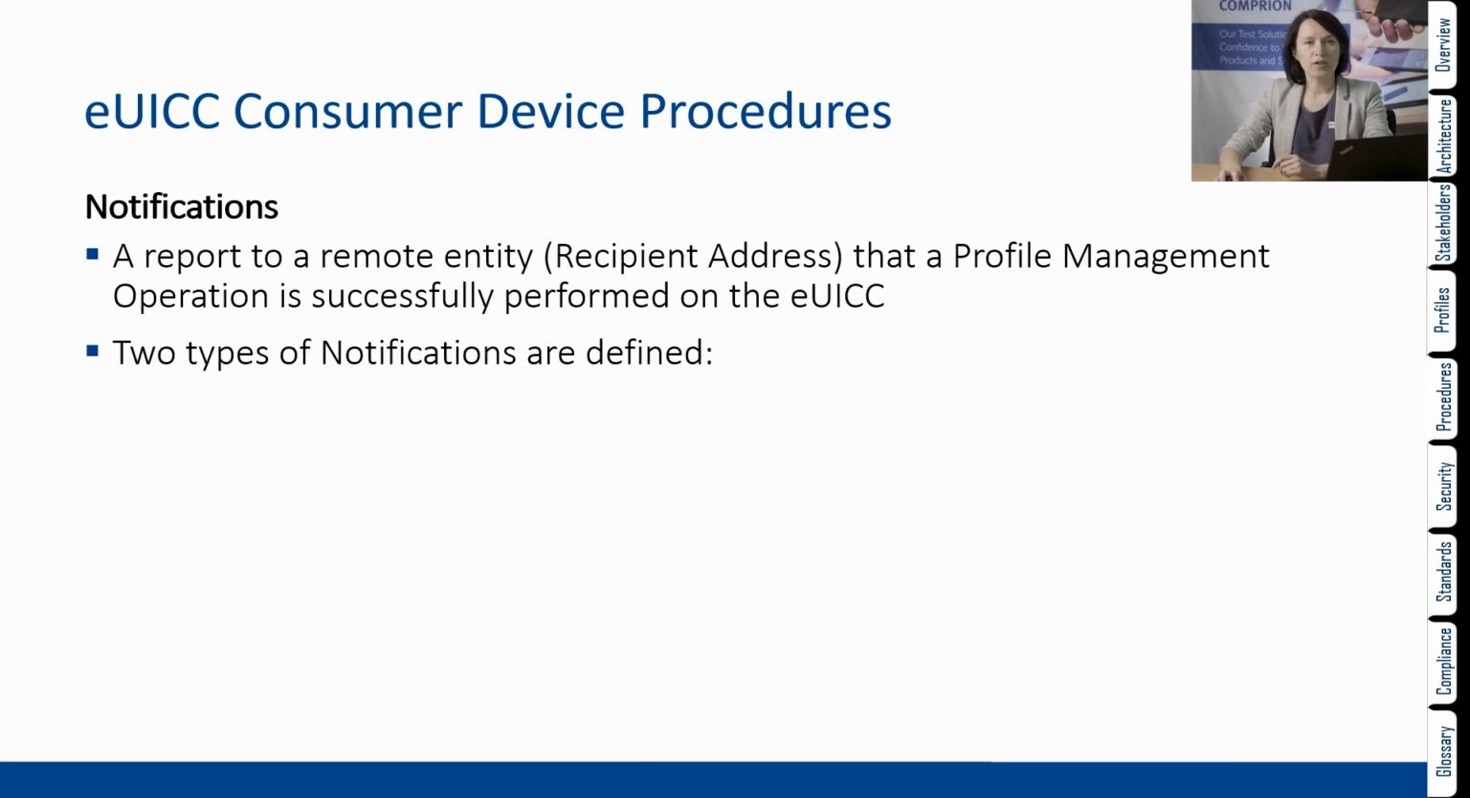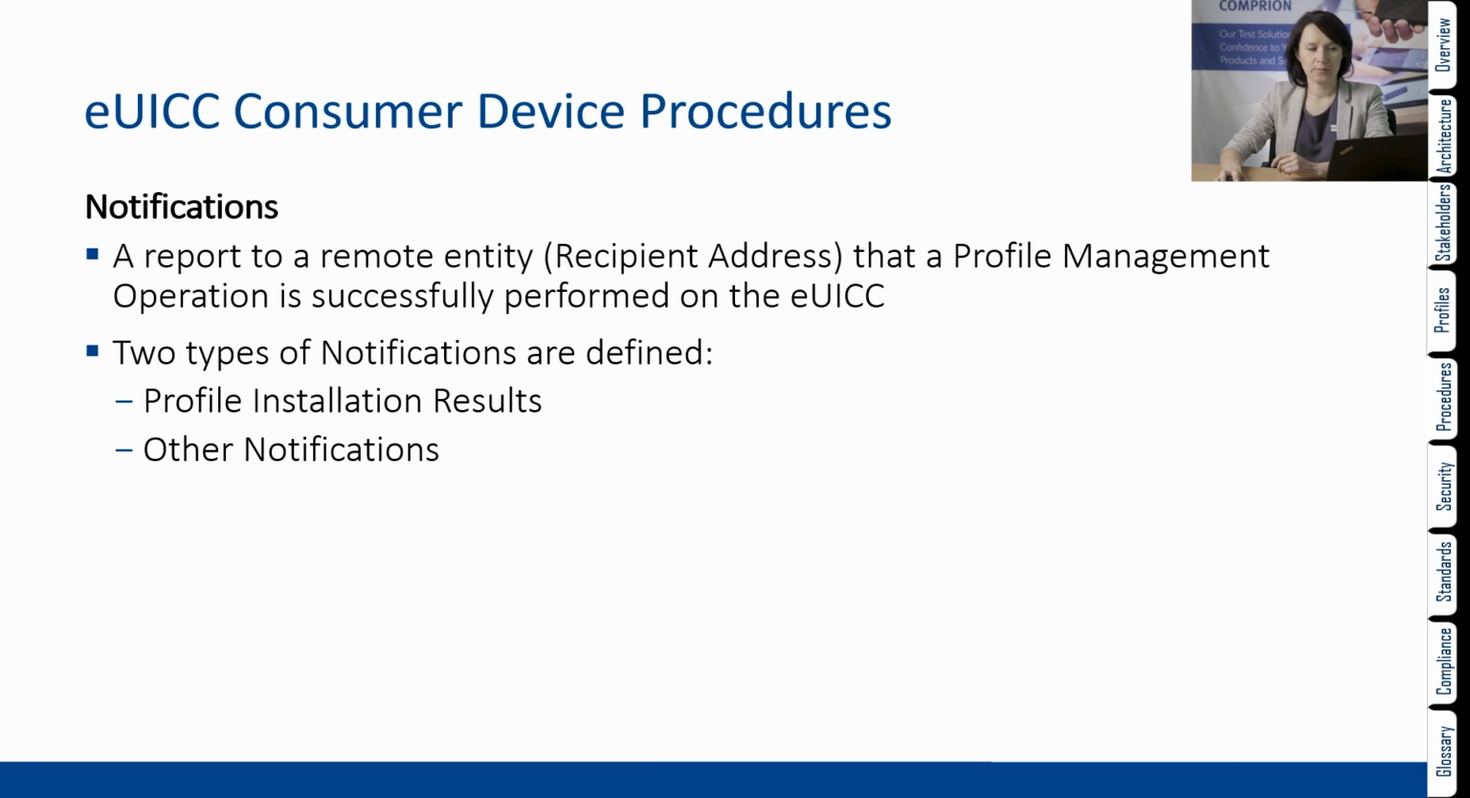There are two types of notifications defined in the RSP specifications. Profile installation result means the information about the status of the profile installation will be sent to the server which was trying to install this profile, so sending this profile to the device. But additionally, other notifications can be defined together with the address of the server. For example, as I said, install, enable, disable, and delete can be additionally defined.